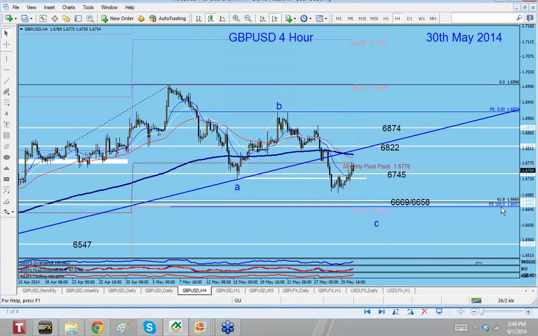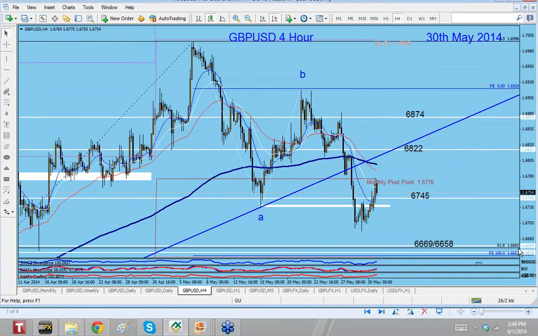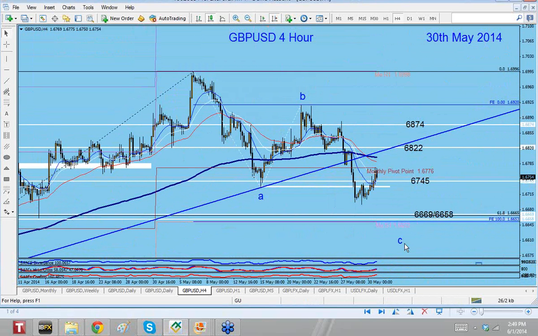Now you can see FE 100% is coming at 66.53, and then 61% of this whole advance from here to here is also coming at 66.65. So 66.65, 66.53, and that's where we have wave C expected. It is also 66.52, which is monthly S1.